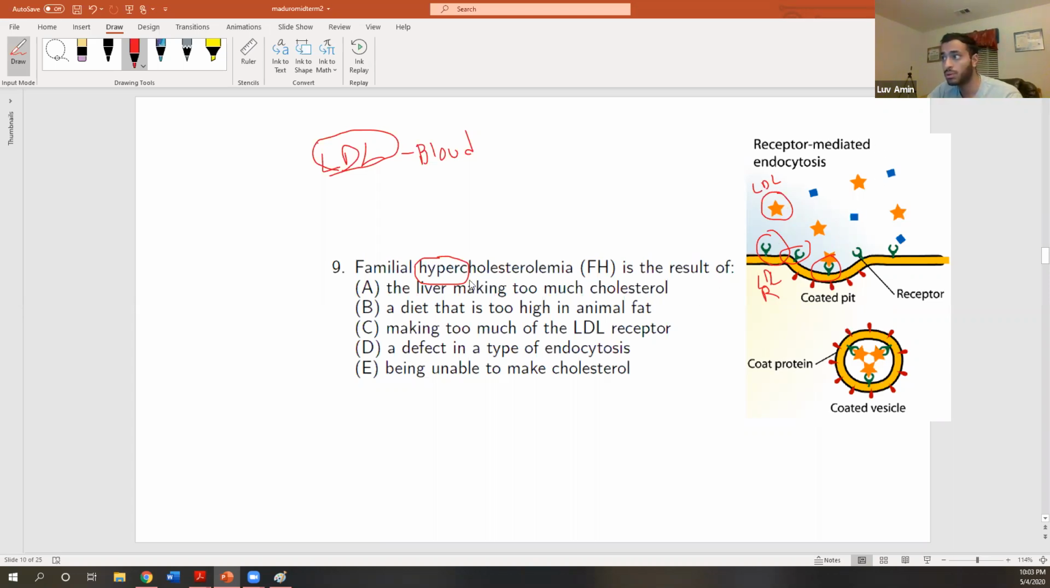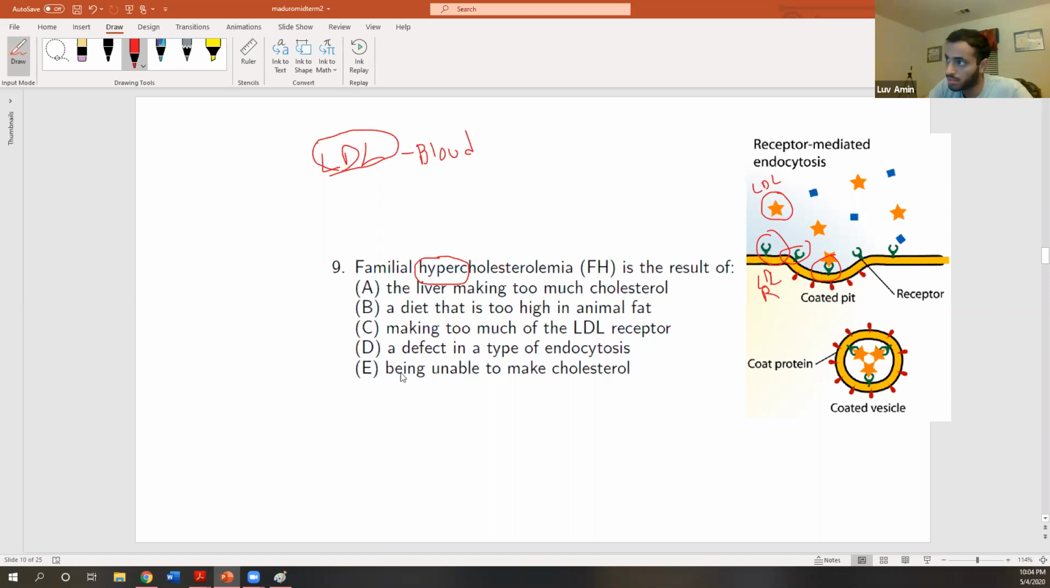Now, what happens with people that have hypercholesterolemia? Well, this LDL receptor is actually mutated, and it doesn't work. So if it doesn't work, then LDL cannot bind to it correctly and it won't get taken in. So you'll have a bunch of LDL in your blood, and this eventually leads to the clogging of arteries, and it's very dangerous, right?